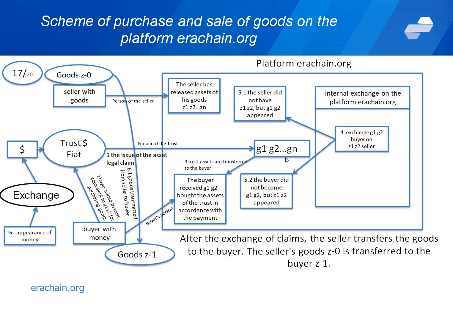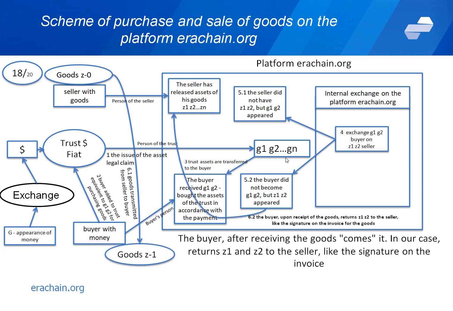After the exchange of claims, the seller transfers the goods to the buyer. The seller's goods, Z0, is transferred to the buyer, Z1. The buyer, after receiving the goods, confirms it. In our case, returns Z1 and Z2 to the seller, like the signature on the invoice.